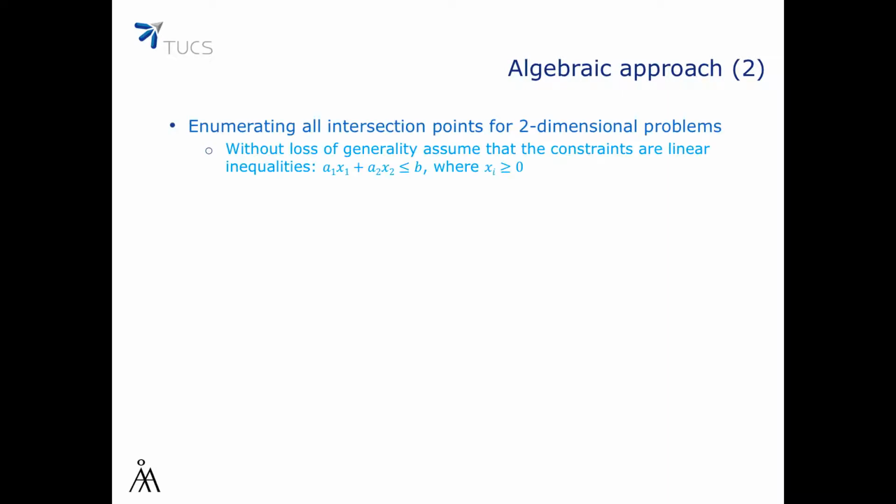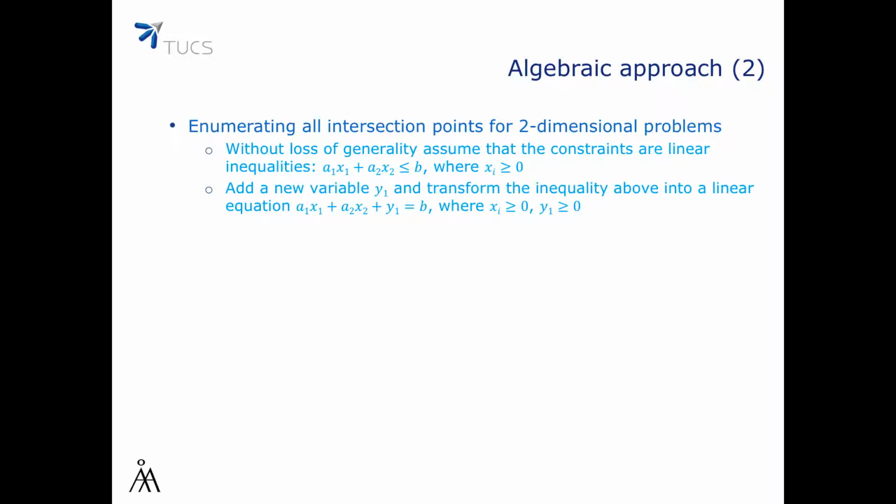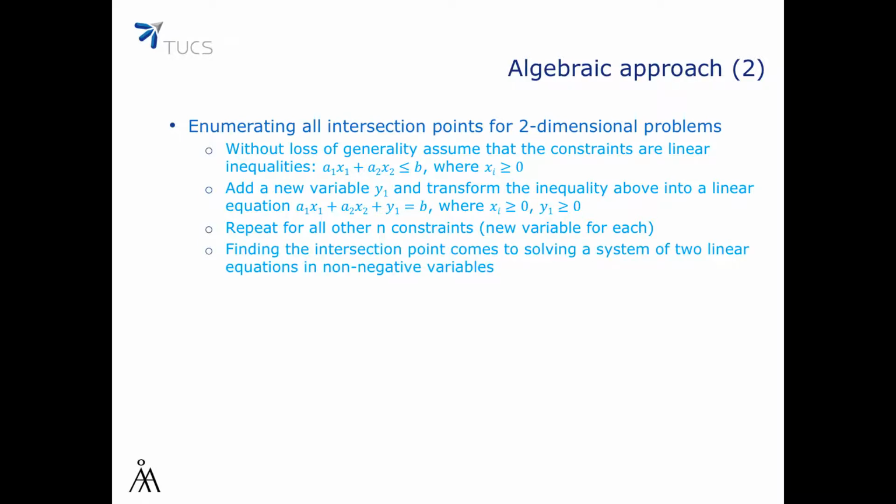We can easily assume that all constraints are linear inequalities of the form a1x1 plus a2x2 is smaller than or equal to b, where xi are greater than or equal to 0. And this can be transformed into an equality by simply adding a new variable y1 taking non-negative values. And this of course can be done for all other inequalities by adding a new variable for each of them. So finding the intersection points of two constraints comes to solving a system of two linear equations over non-negative variables.